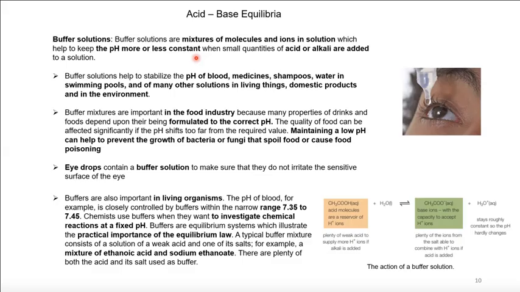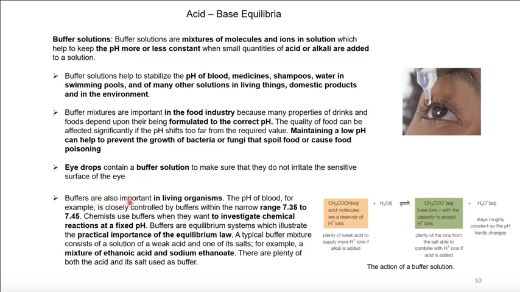Why do you use this sort of solution? Well, you see, buffer solution helps to stabilize the pH of blood, medicines, shampoos, water in swimming pools, and many other solutions in living things, domestic products and in the environment. Here is an example of a patient who is using eye drops containing buffer solution. And why? So that it should not irritate the sensitive surface of the eye. That's why we make the eye drops as a buffer solution.